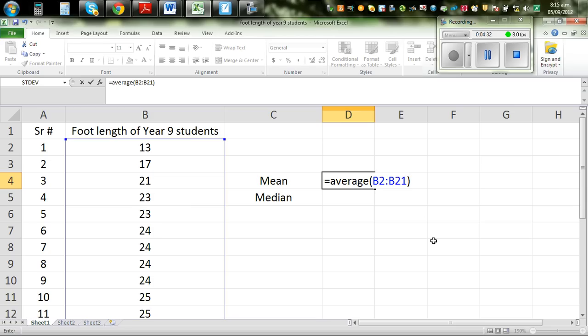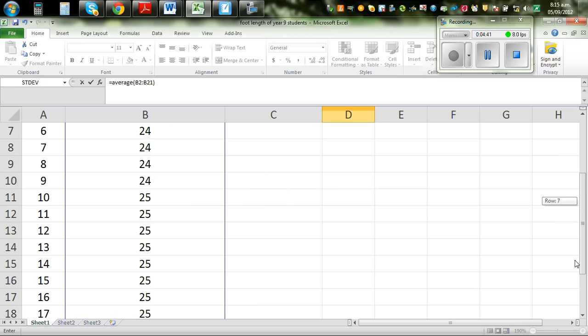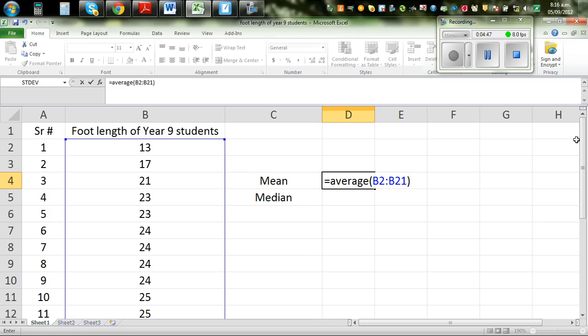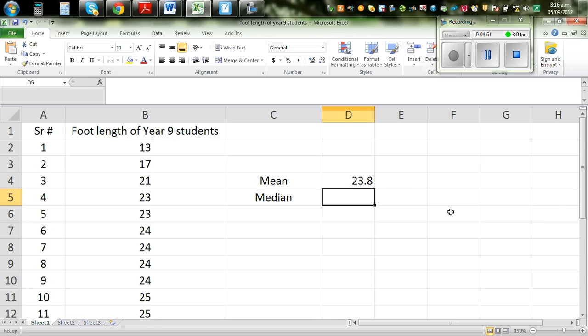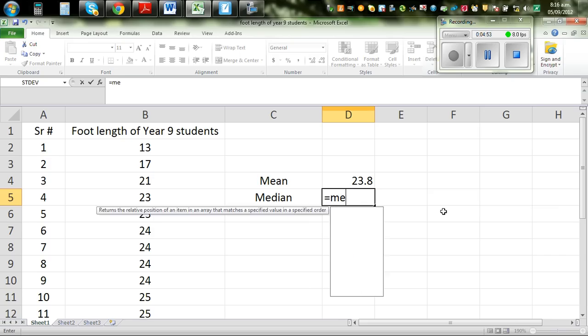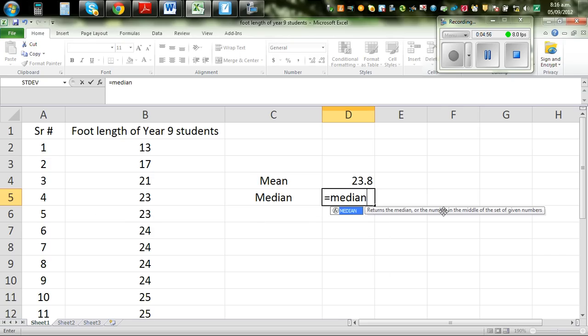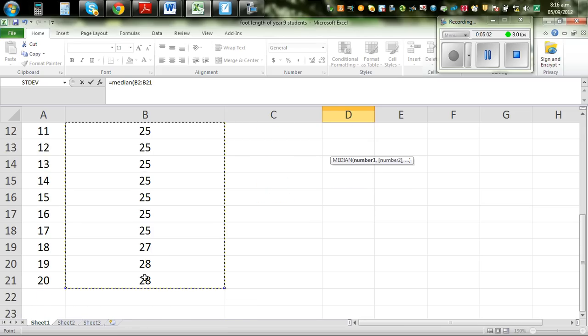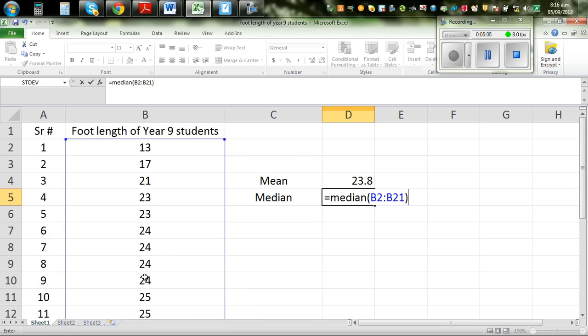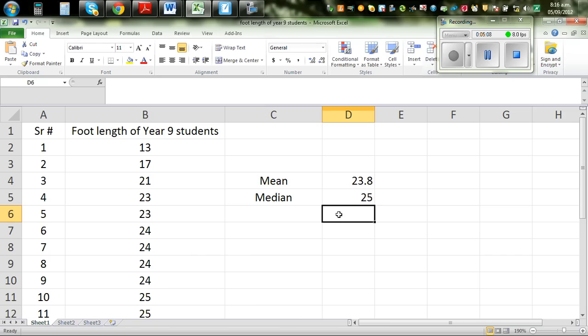So we're asking Excel to find the average, that is the mean, from B2, which is this cell, to B21. If you press enter, it'll give you 23.8, which is the mean. And equal to median, you have to type in the exact spelling. Median, the same thing, highlight the data, close the bracket and press enter. That is 25. So this is how you can do mean and median using Excel.